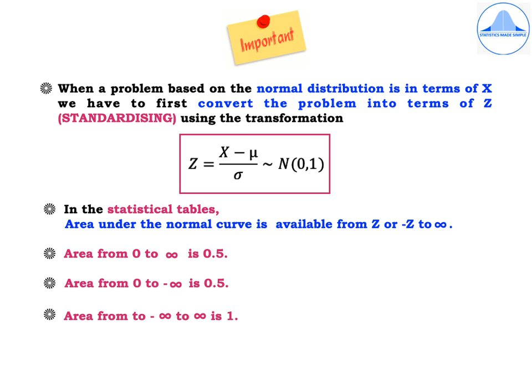Now there are a few other points which you also have to remember. In the statistical tables, the area under the normal curve is available only from Z or minus Z to infinity. This is a very important point. And also the area from the center line to infinity is 0.5, and the area from the center line to minus infinity will be 0.5. This is because of the property which we have learned under the normal distribution, that the total area under the normal curve, that means from minus infinity to infinity, is 1.